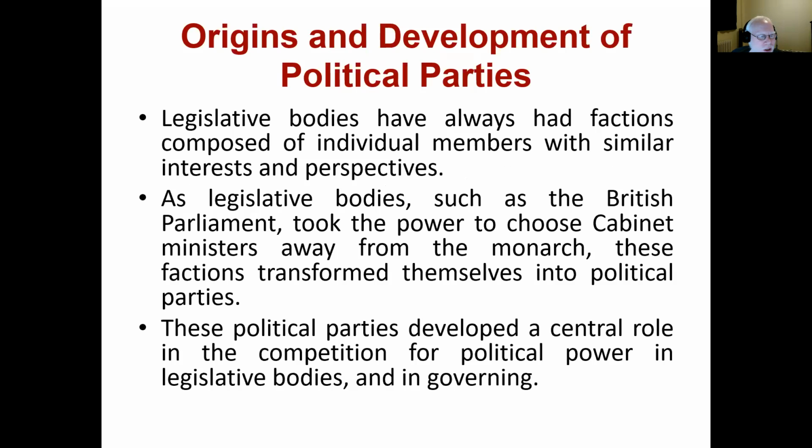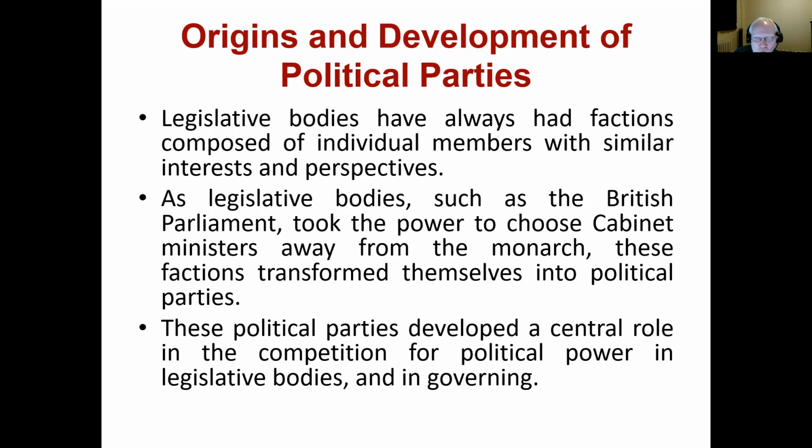All right, so where do political parties come from? So political parties haven't always existed. It's something that would have been developed as legislatures were developed. So government hasn't always had a legislative branch, but as legislative branches gradually developed over the last centuries, political parties have also arisen.